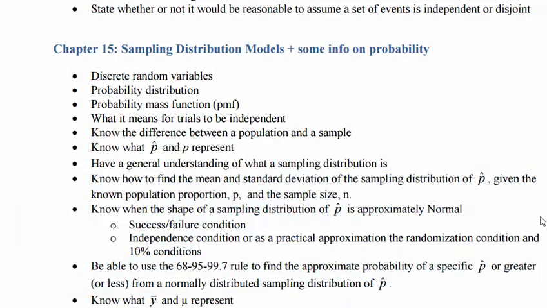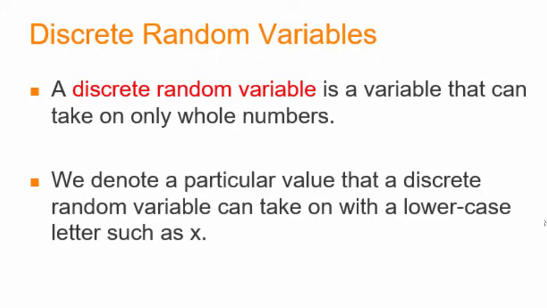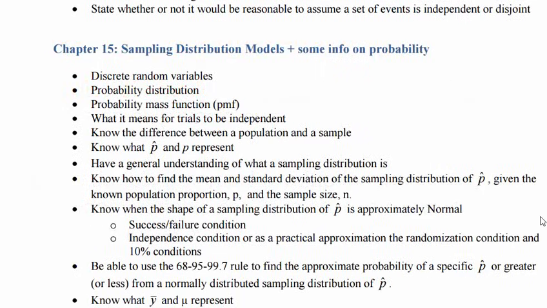A discrete random variable is a number that can only take on whole numbers, where we have discrete versus continuous. Discrete random variables are like number of goals in a soccer game or number of people who believe in ghosts. So discrete random variables would have to be like 5 people believe in ghosts. So that's a discrete random variable.